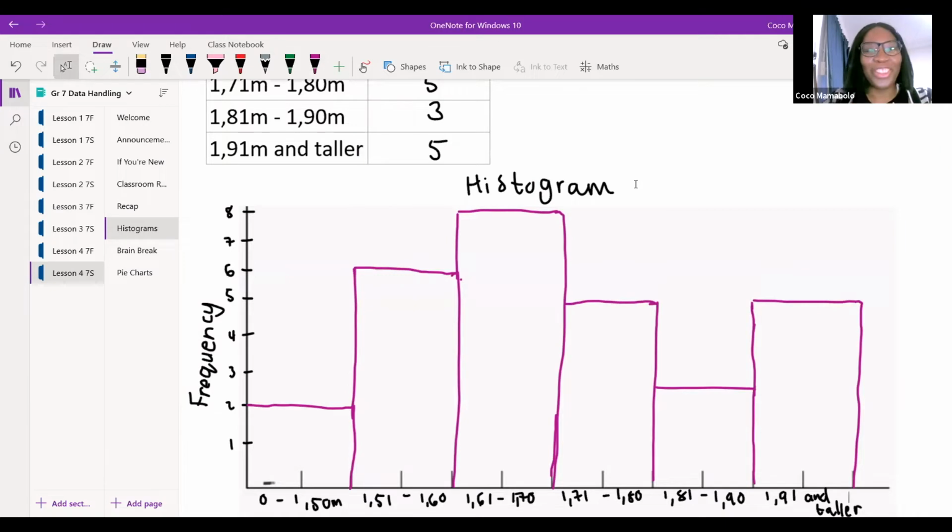Thank you, Bonolo. Bonolo says, your graph looks so beautiful, Teacher Coco. I know. I know. Sure. I'm an artist. I see you, Bonolo. Teacher Cat, don't throw shade. Brownie points. I see you.